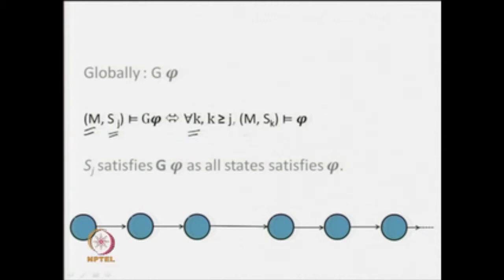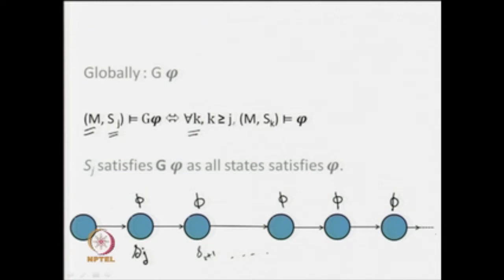That means, in all states S k where k is greater than j, if it models phi, then we will say that S j models G phi, globally phi holds. So, if I look into this particular state S j, we are having the next state S j plus 1 and so on. If all the states where k is greater than or equal to j model phi, then phi must be true in this particular state also.